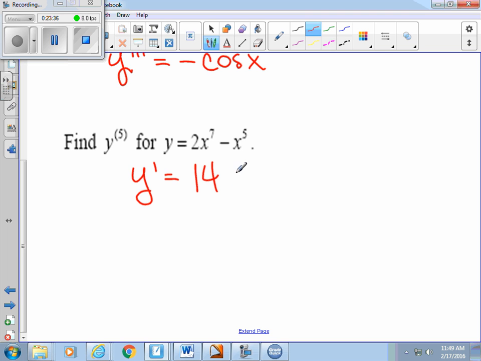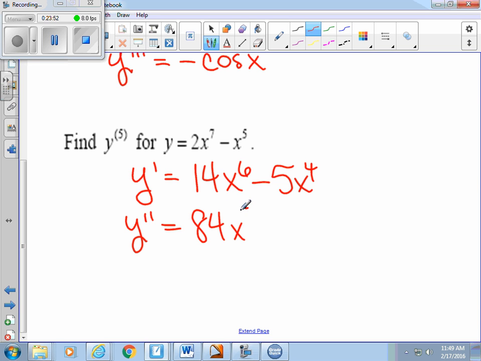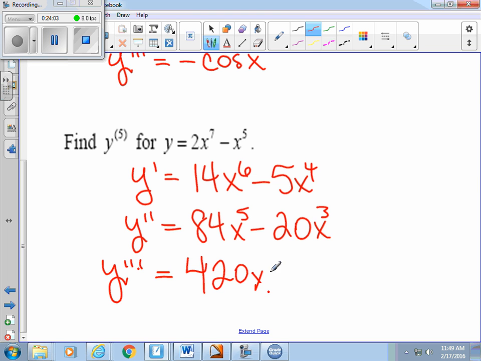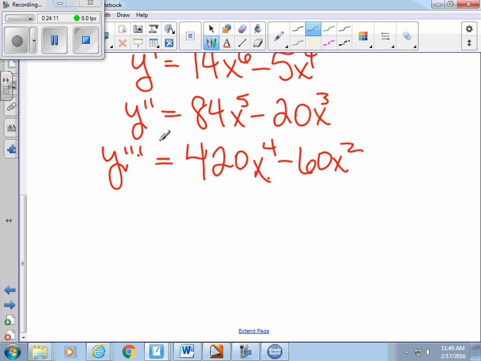14x^6 minus 5x^4. So those of you who were a little shaky on this yesterday, how are we feeling today? Feel good. Better. Power rule coming together? 84x^5 minus 20x^3. 420x^4 minus 60x^2. 1680x^3. Hold on, my pen doesn't work that fast.